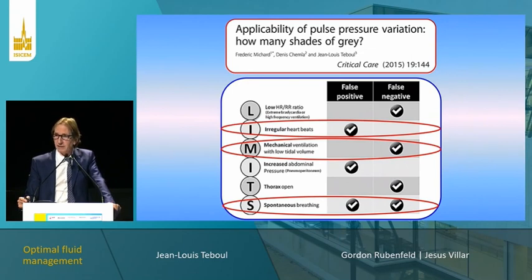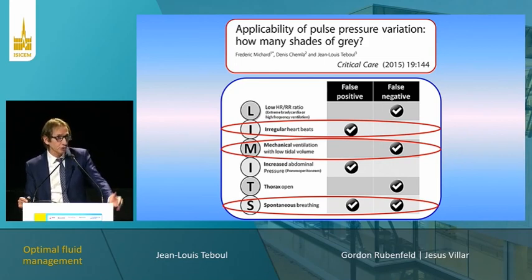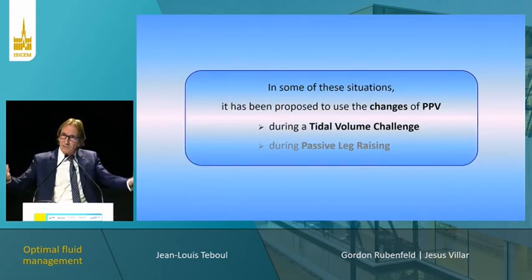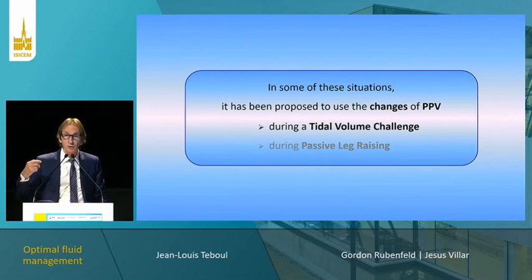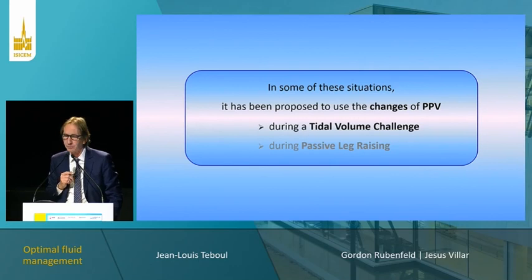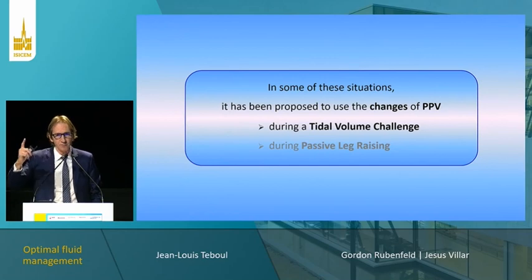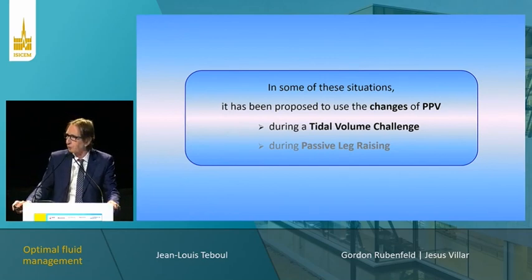The problem is that in ICU patients, it is difficult to use pulse pressure variation or stroke volume variation. In particular, in case of arrhythmia, in case of low tidal volume ventilation, which is normally the case in ARDS patients, in case of persistence of spontaneous breathing activity, which is sometimes the case in this kind of patients. This is why, in some of these situations, it is interesting to look at the changes of pulse pressure variation during some tests. Not pulse pressure variation alone, but the changes of pulse pressure variation, for example, during a tidal volume challenge.